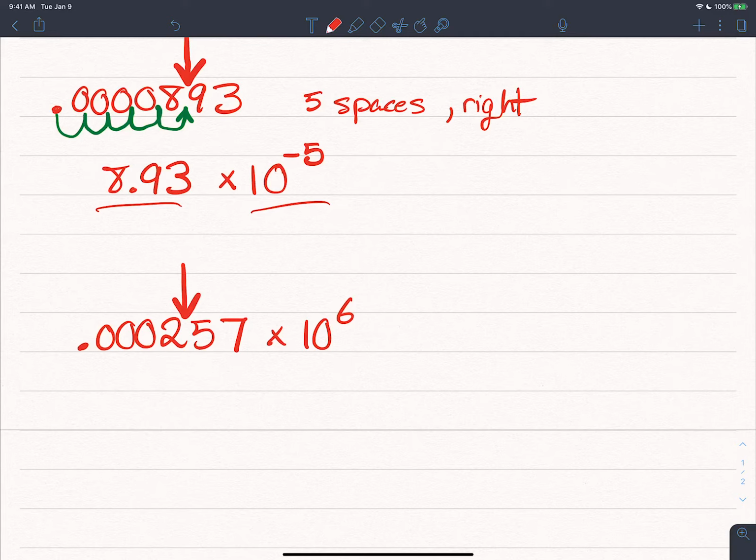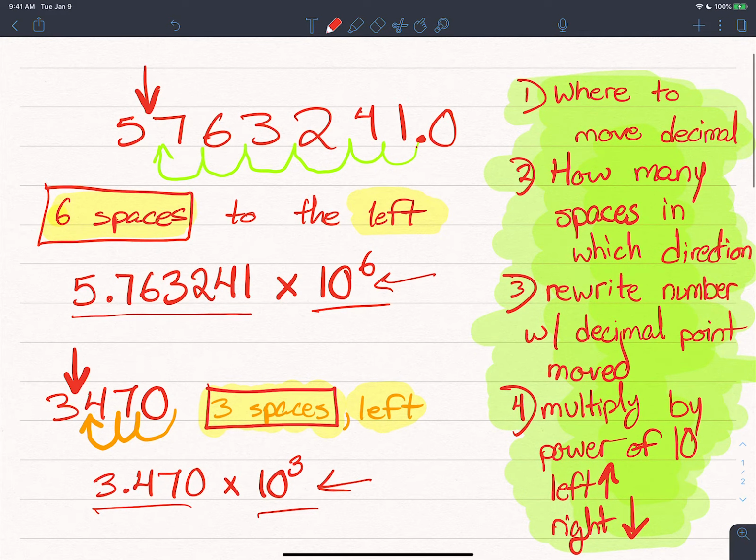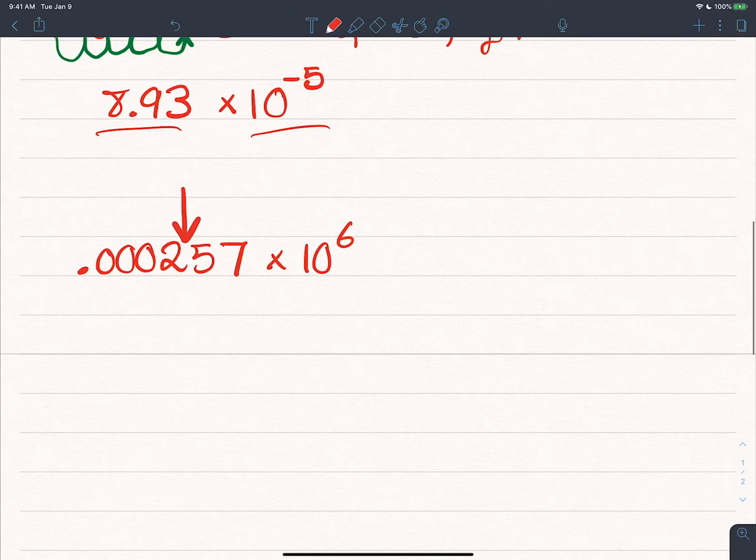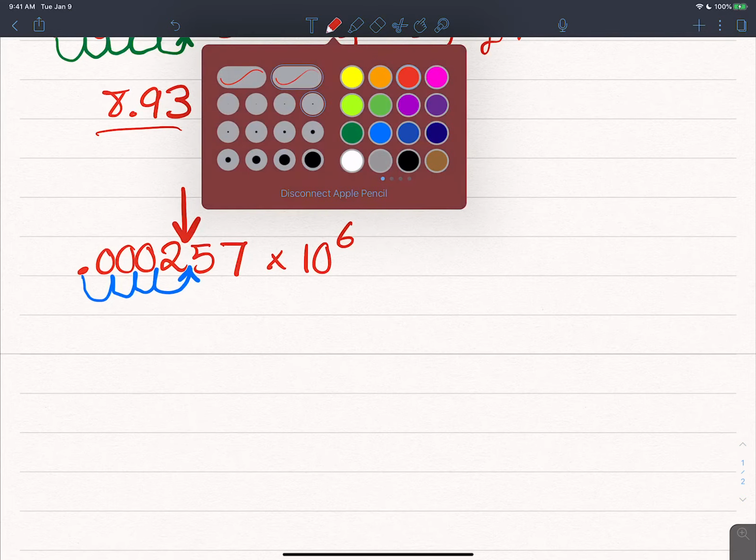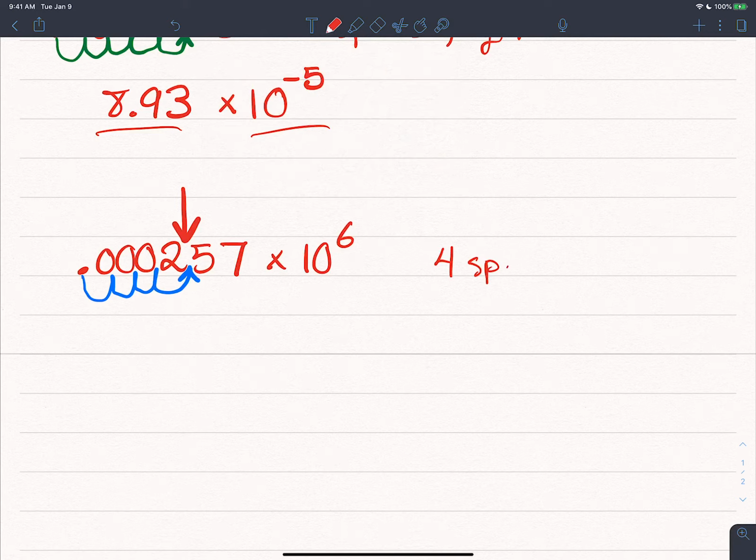Nope. Oh, the 2. One number to the left of it. So that's between the 2 and the 5. We want to move between the 2 and the 5. Now we need to do what? How many spaces and in which direction? So we're going 1, 2, 3, 4. So it's 4 spaces to the right.